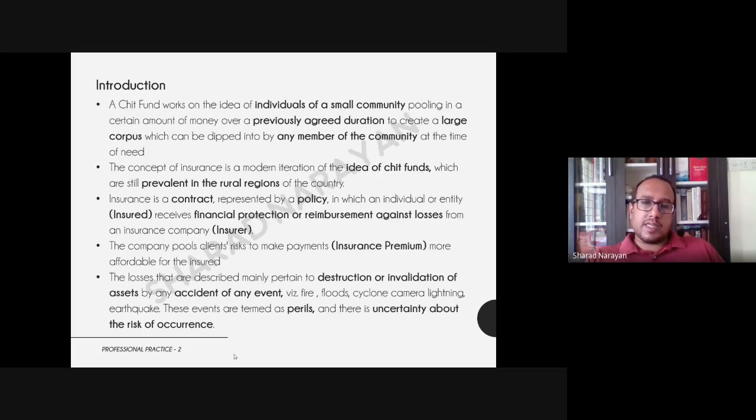All right. It is not necessary that you are always going to have a fire, a flood, a cyclone, or an earthquake. These are perils which may or may not happen. Okay. But there is an uncertainty about the risk of their occurrence. And these kinds of uncertainties are decided upon based on the location of the property, location of the asset, all right, and how vulnerable it is to damage from any of these causes.